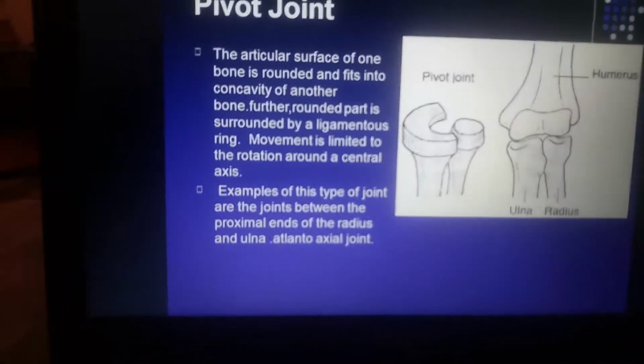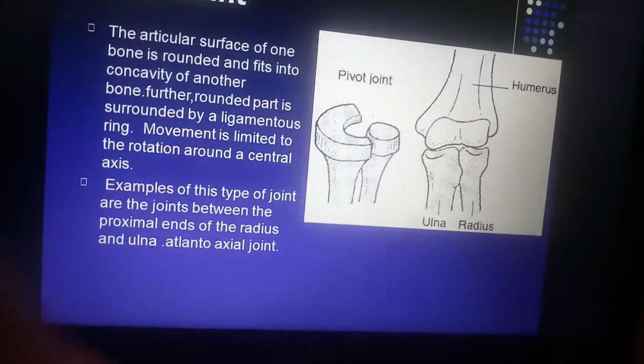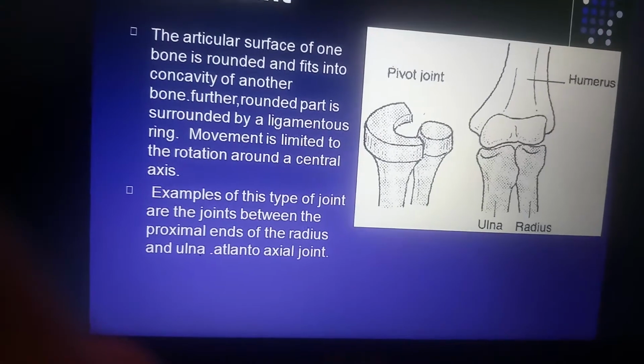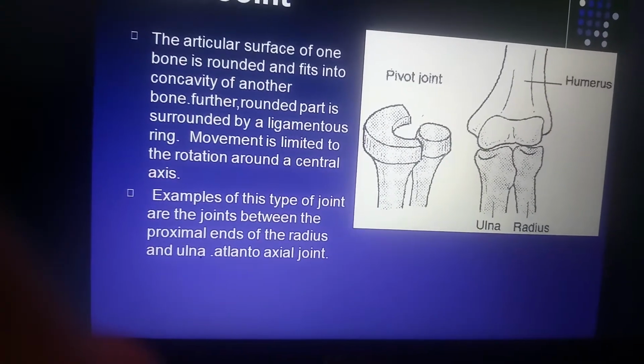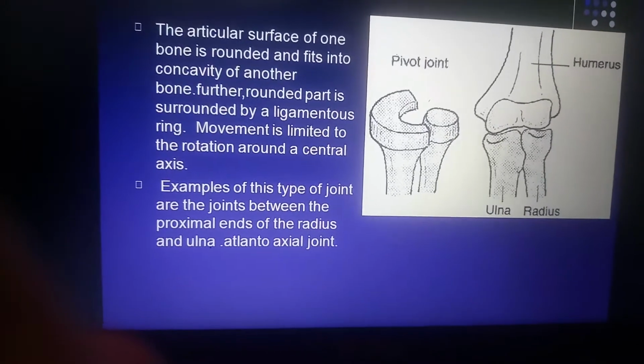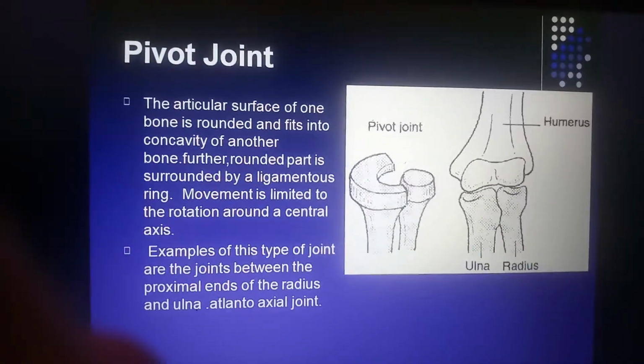An example would be the superior radio-ulnar joint. Here the radius is rounded and the concavity of the ulna will fit it. And also the atlantoaxial joint. These are the examples of the pivot joint.